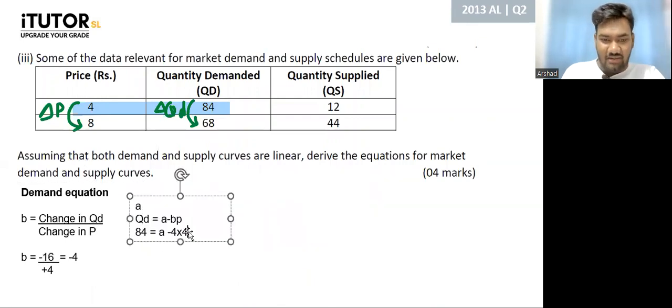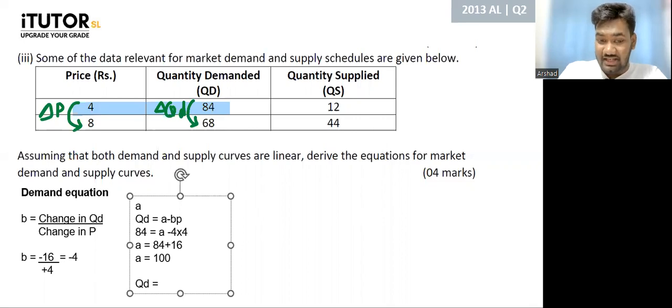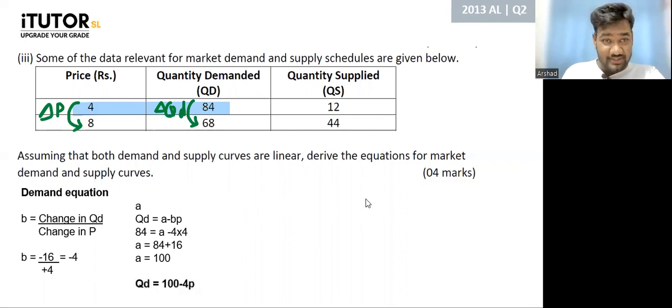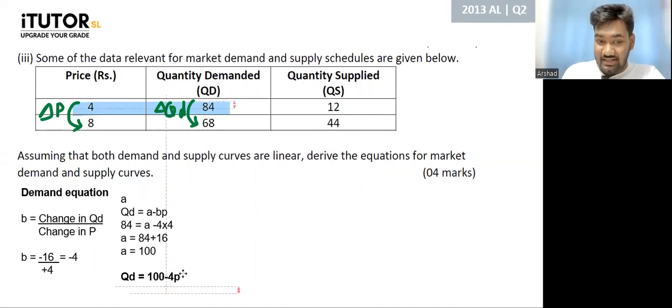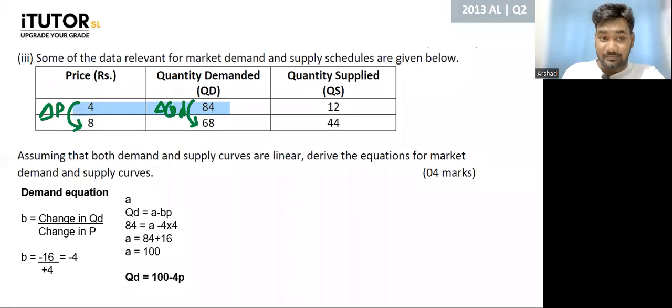So when we solve this, can you tell me how much is A? A should be equal to 84 plus 16, right? So A is equal to 100. Then what is my final equation? QD equals 100 minus 4P. I found my A, I found my B. Are you all okay with that? Those are the 2 steps to find the demand equation. First you find the B component, then you find the A component, and you give your final equation like this. Then let's find the supply equation.